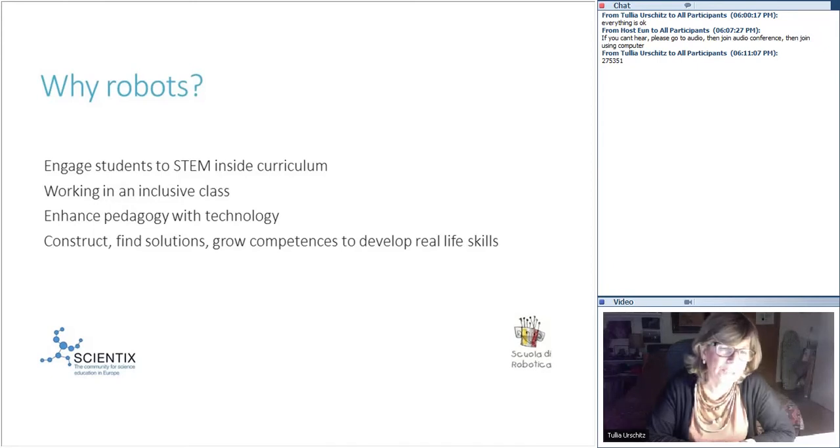Also, working with robots, I mean robotics kits, helps to work in a constructivist way. So it means that students can construct their knowledge, grow several competencies, starting from the key competencies, and also going to the discipline contents, to know how to solve problems, to find the right algorithm to solve not only math problems, but also every kind of problem.